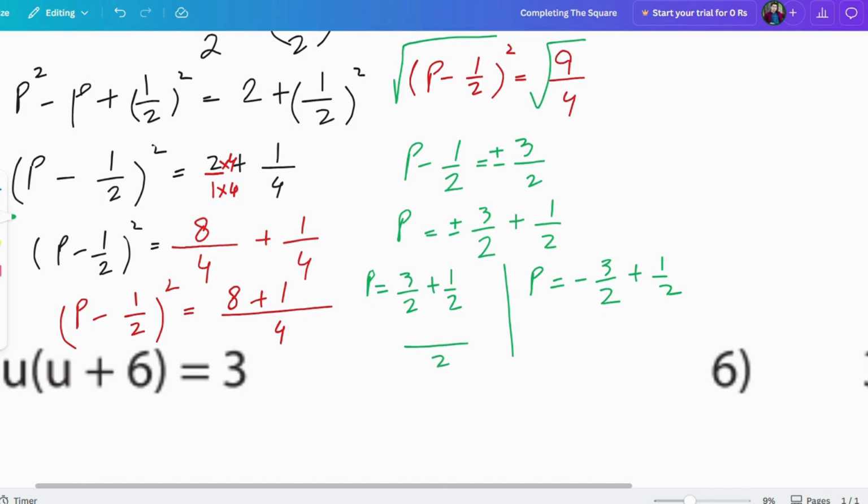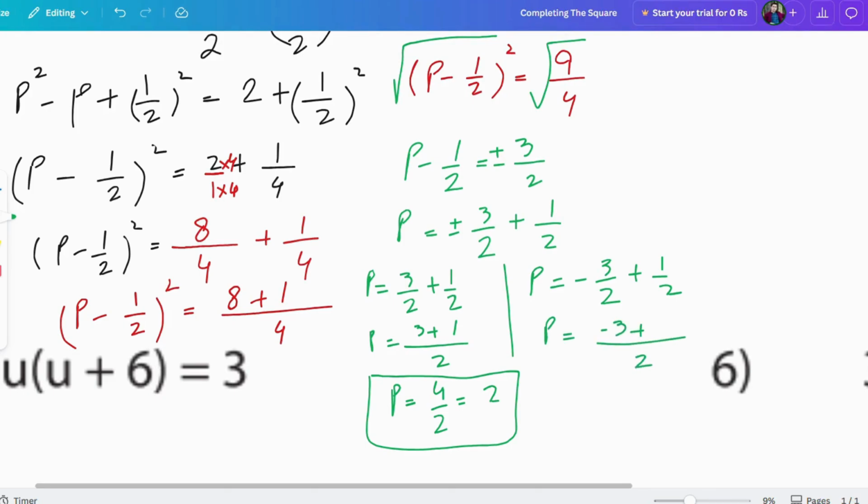So it's going to be 2, 3 plus 1, that's equivalent to p, and p is equivalent to 4 over 2. If I further simplify it, that's going to be equivalent to 2. Okay, one solution is going to be this one, and for the other one it's going to be 2 over here minus 3 plus 1, it's going to be minus 2 over 2, which is equivalent to minus 1. So this is the second solution for it.